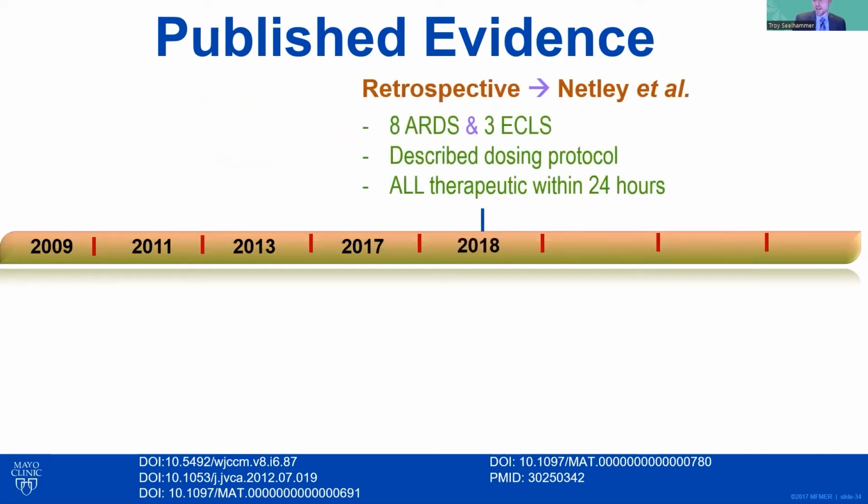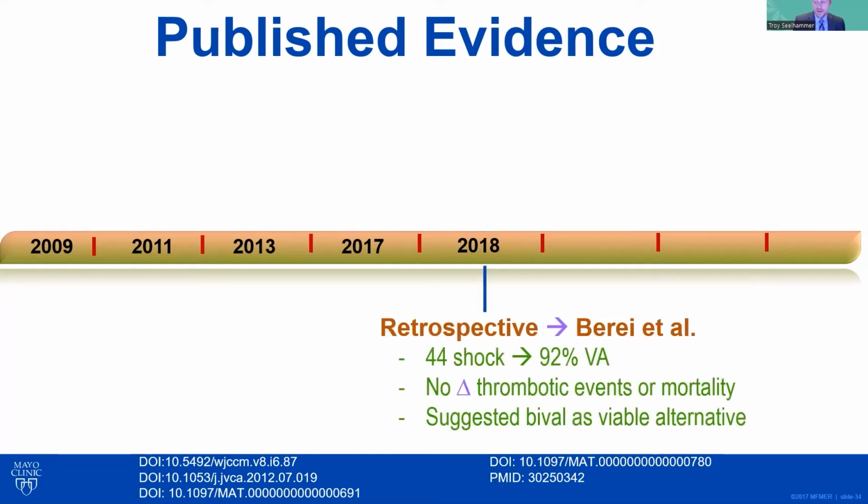Netley et al. in 2018 did a retrospective analysis of 8 ARDS veno-venous ECMO patients and 3 veno-arterial ECPR, ECLS patients. And really what they were looking at is just describing how they used bivalirudin clinically and their dosing protocol. They were able to achieve therapeutic range in all patients within 24 hours.